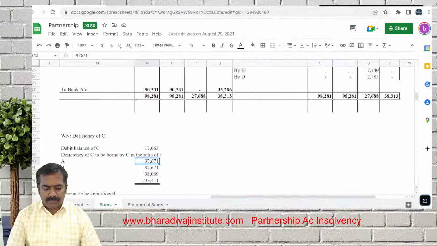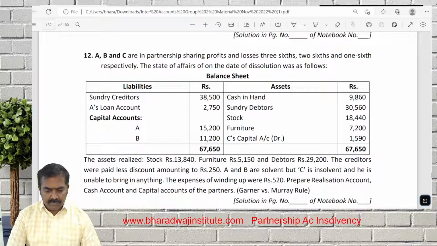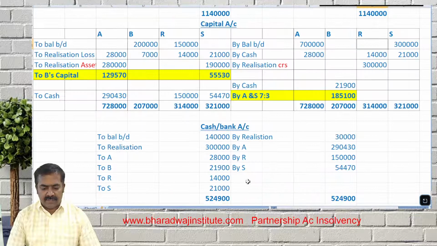12th question we can do. 12th question you can do next after this.